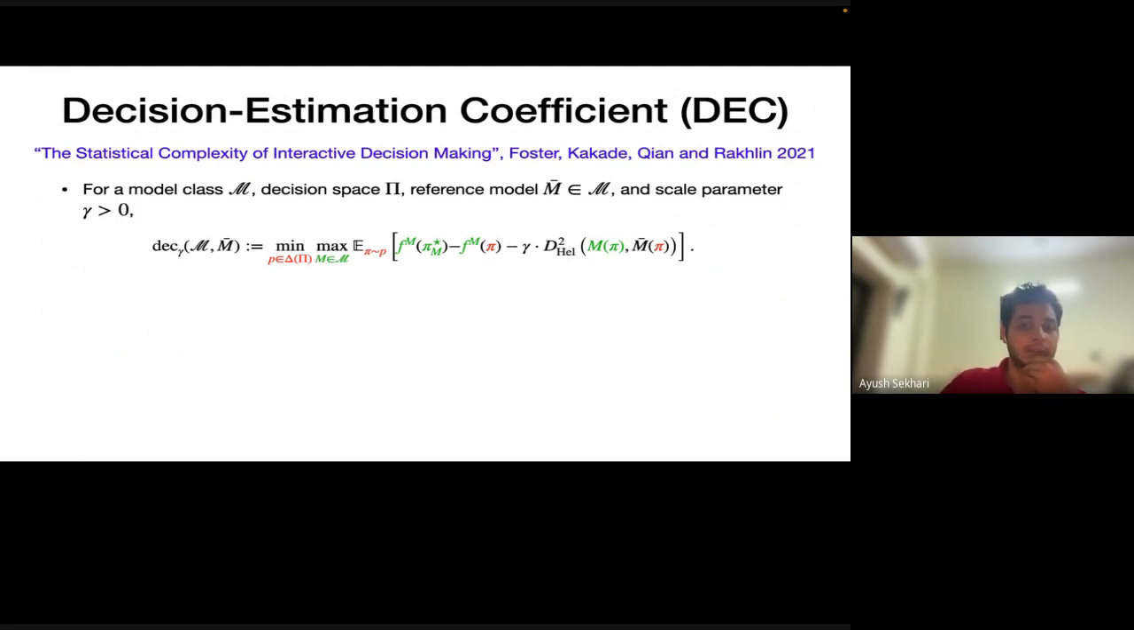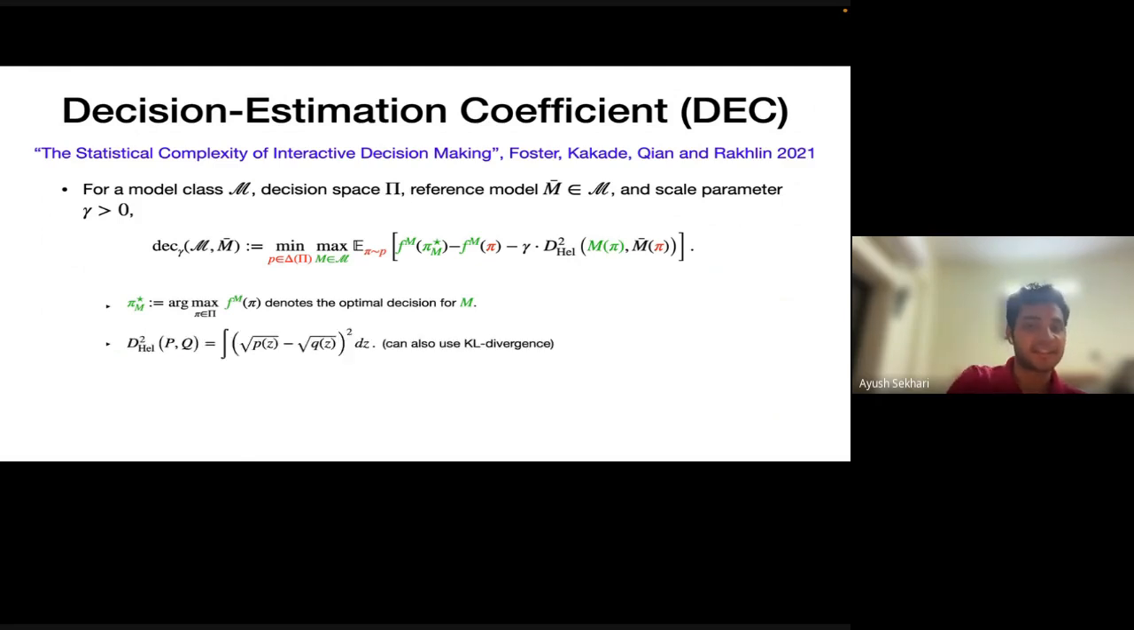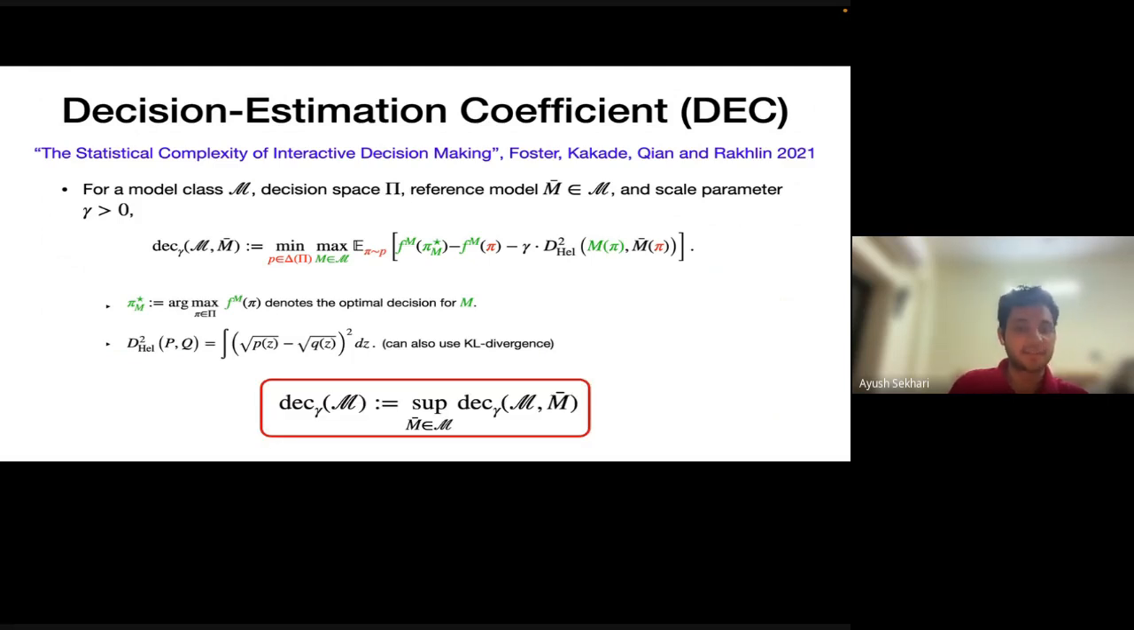Just to clarify the notation, throughout the talk, we will use pi star of M as the optimal policy or the optimal decision corresponding to a model M. And this quantity D Hellinger squared is the Hellinger divergence, which is used to capture distance between distributions and is defined as shown. So the decision estimation coefficient for a model class M is defined as the sup over this quantity shown above with respect to all reference models M bar in the class M. Any questions here in terms of the definition of this quantity?